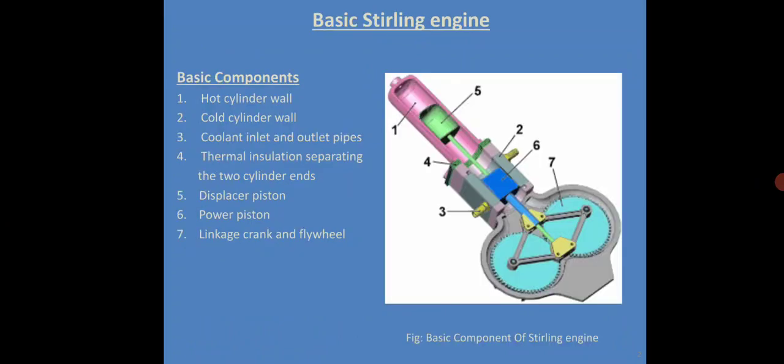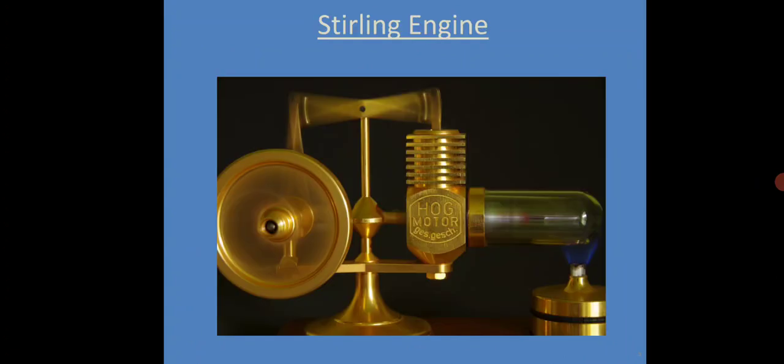scope. Basic Stirling engine. Basic components: hot cylindrical wall, cold cylindrical wall, coolant inlet and outlet pipes, thermal insulation separating the two cylindrical ends, displacer piston, power piston, linkage crank and flywheel. Here is a diagram of the Stirling engine.